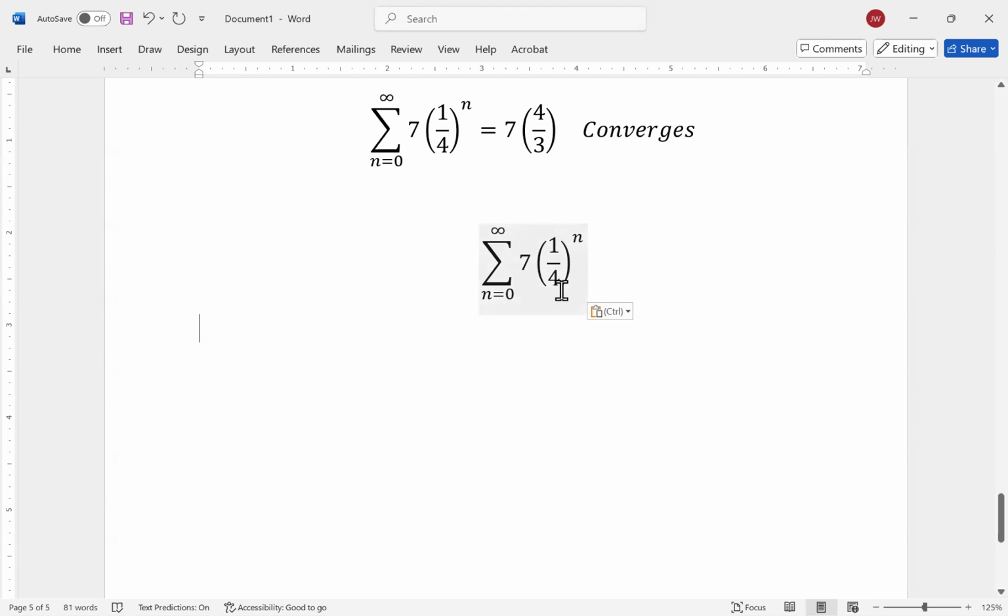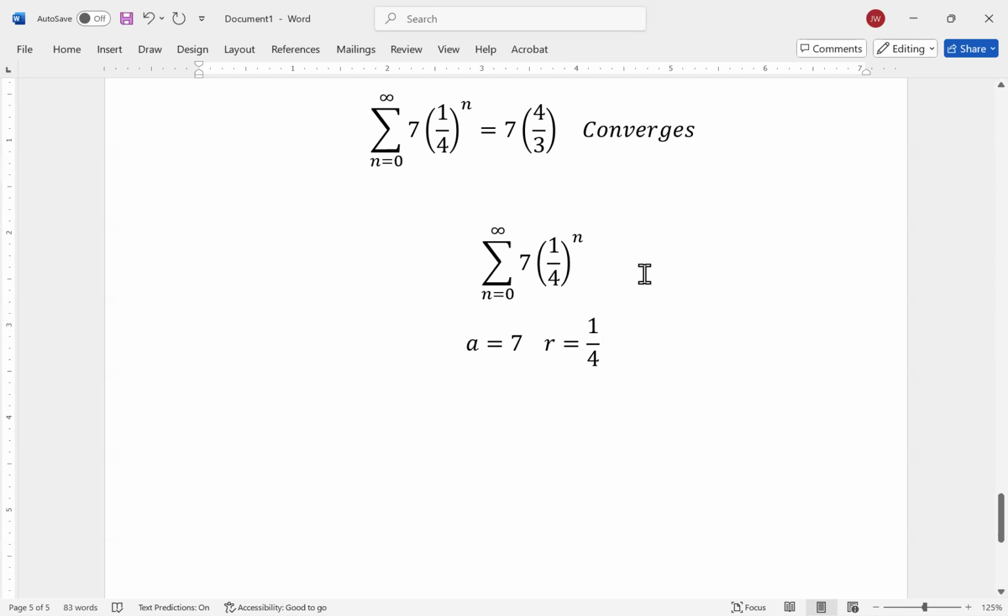So our previous series had that exact form. And in our previous series, a would have been equal to 7. That's the constant. Notice that if I ever have a constant out front, I can just factor it out essentially. And then my r, in a geometric series, they always call the base r. That's the traditional way of doing it. r is 1/4.